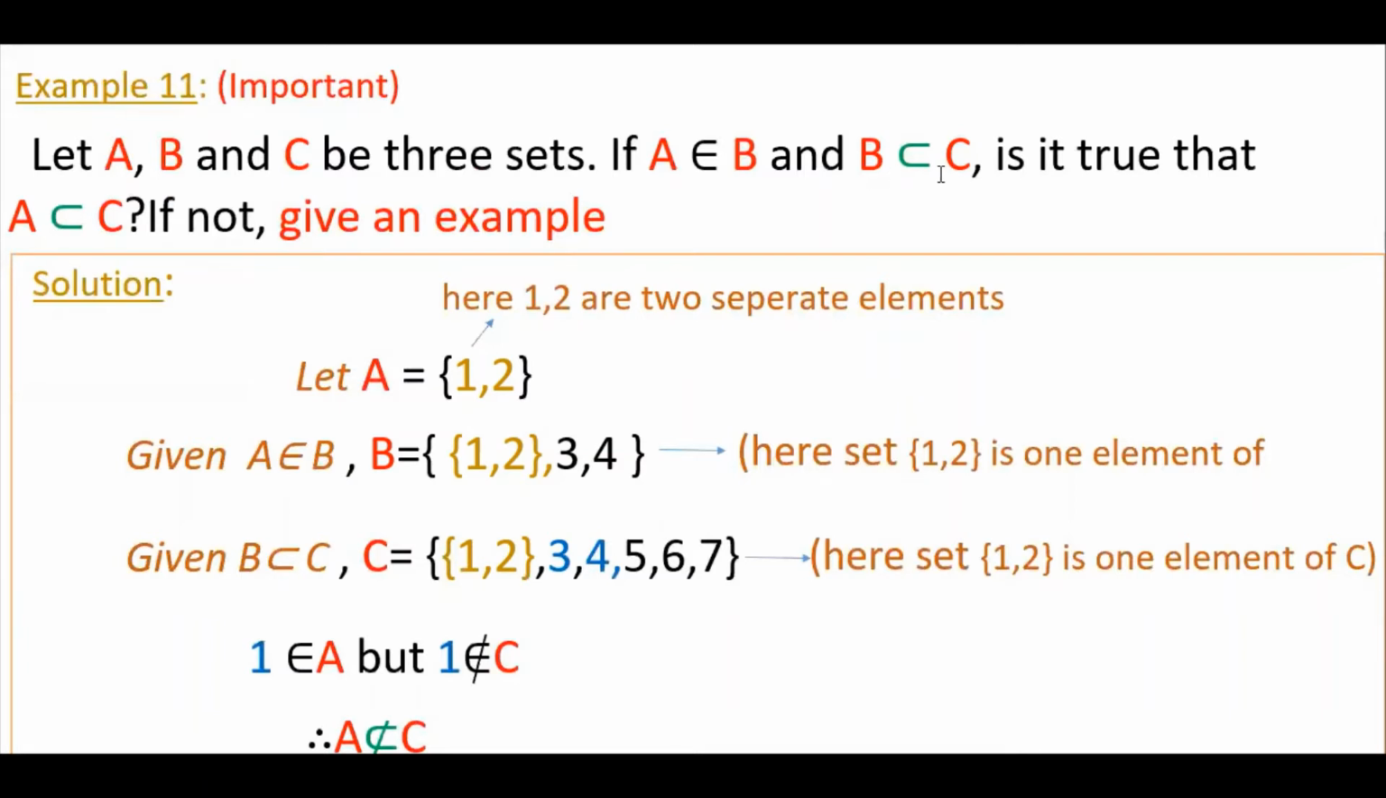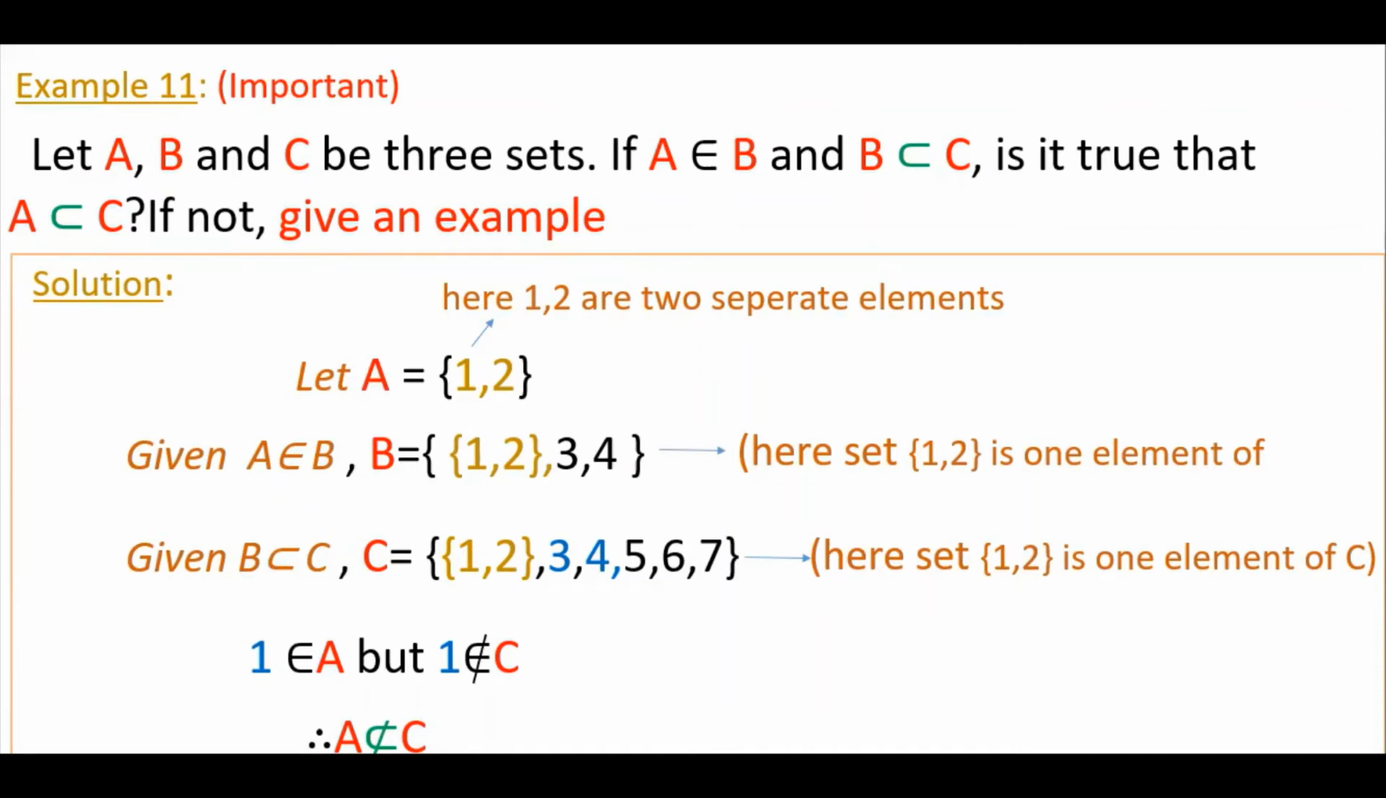Then B is a subset of C. You have to assume C as B is a subset of C. So B is a subset of C means all the elements of B should be in C. So you have to write all the elements of B in C set. So those are {1, 2}, this is a set, comma, 3, comma, 4, comma. You can assume any numbers, 5, 6, 7, 8 like that.